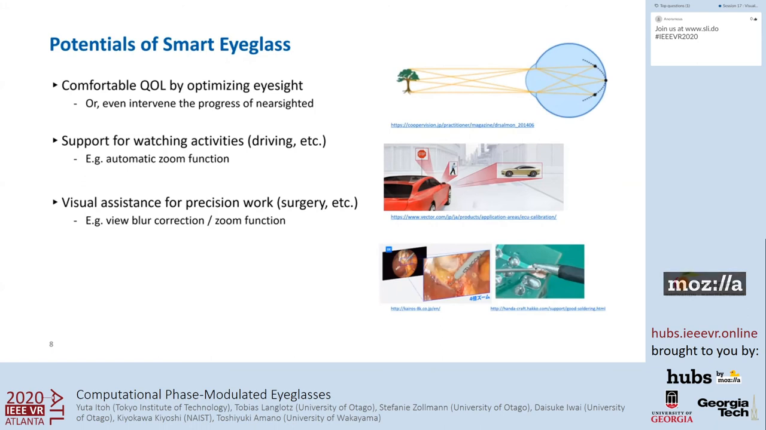We see potential in smart eyeglasses. If we have such programmable, flexible eyeglasses, perhaps it improves our quality of life, because you don't want to always switch between different eyeglasses depending on what you want to do, like reading books or just going outside. And maybe combined with other smart systems like head-mounted displays, you can also use it for zooming effects, smart zooming eyeglasses, more like science fiction. A more realistic use case would be visual assistance for tasks that need precision work, like surgery or soldering, where you really have to zoom into part of the scene.